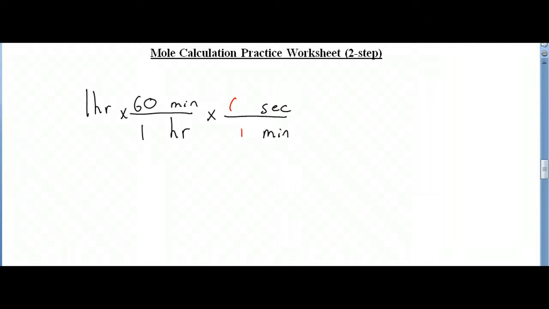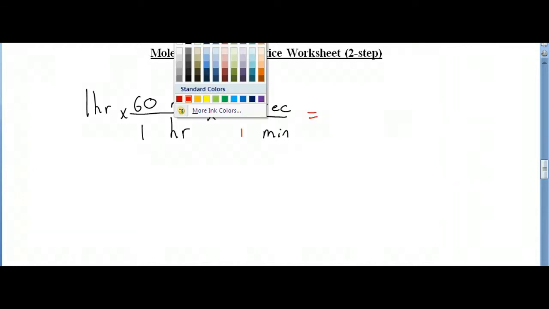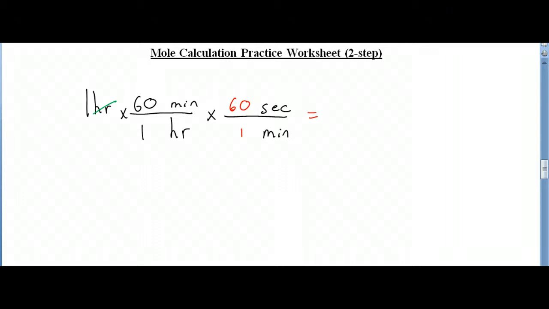1 minute is equal to 60 seconds. You can still draw your diagonals, where my hours cross with hours, minutes with minutes, seconds is left over. I still multiply the numerators, 1 times 60 times 60, divided by the denominators, divided by 1, divided by 1, and you get 3,600 seconds. And so it's more than one step, but it's the same process again and again.